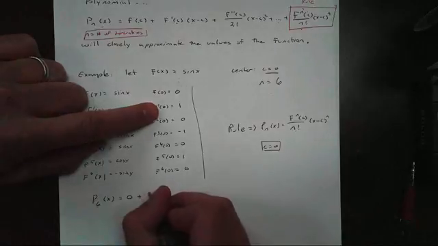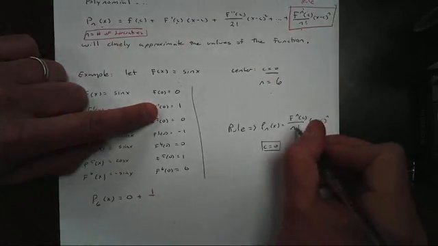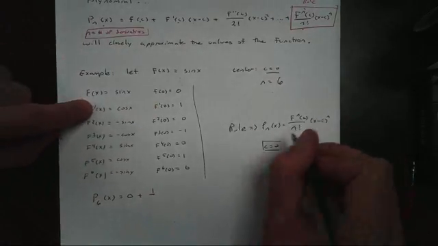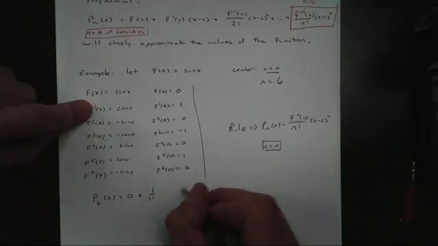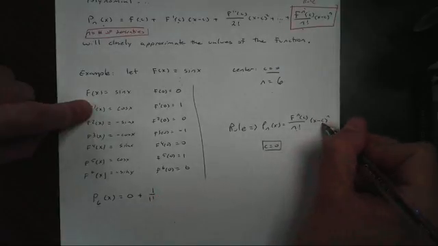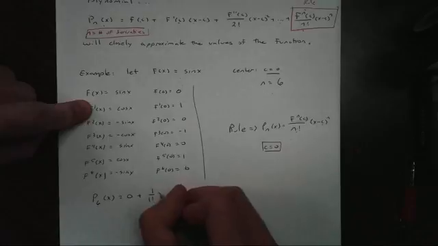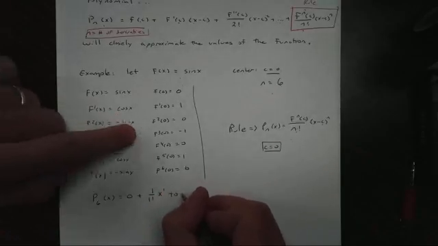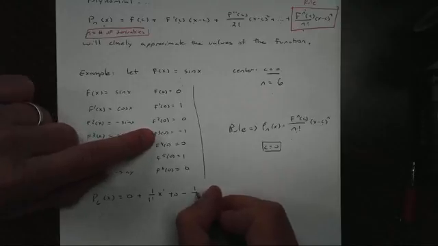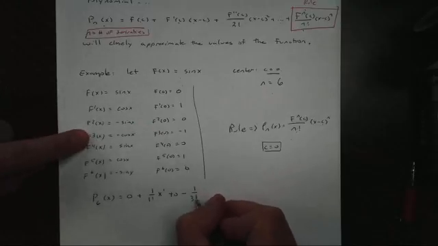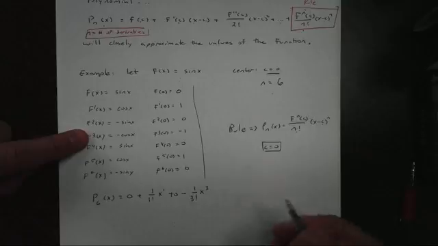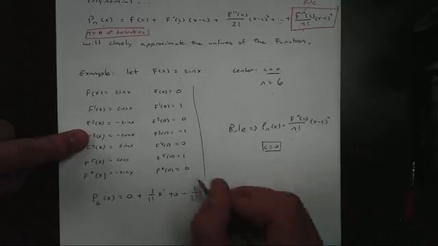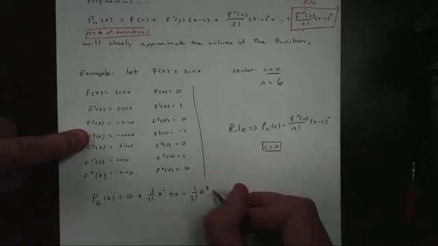So I go plus, my value is 1 over n. Well, in this case, n is 1, my first derivative. 1 factorial times x minus c, but remember c is 0, so I can just write this as x to the first. Keep going. Plus 0 minus 1 over, this is my third derivative, so 3 factorial x cubed. Again, it's x minus 0 cubed, but you don't have to put down the 0.